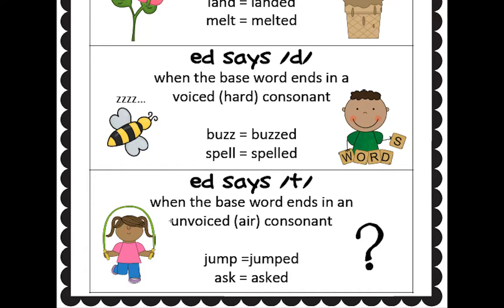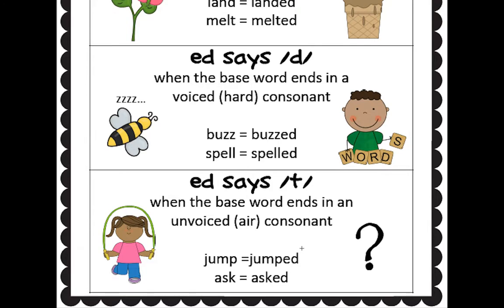So whenever we have an unvoiced consonant at the end of our base word, like in the word jump, it has P, it's like a soft air consonant. Ed is going to sound more like a T sound at the end. So it's jumped, jumped, asked, asked. Some other examples, kissed. We don't need our vocal cords to say that s sound. So the base word ending is soft, and our ed ending is going to be soft too, with that t sound.